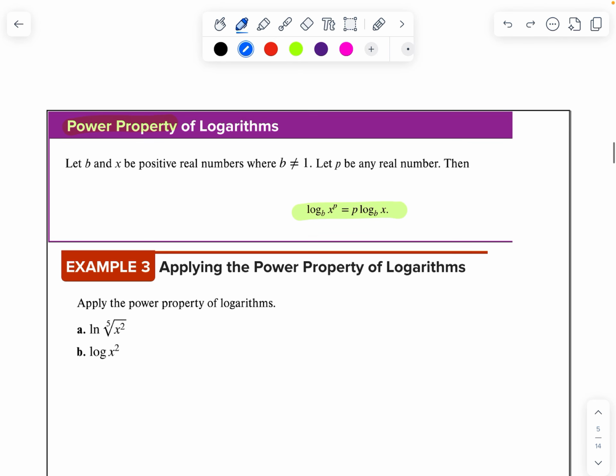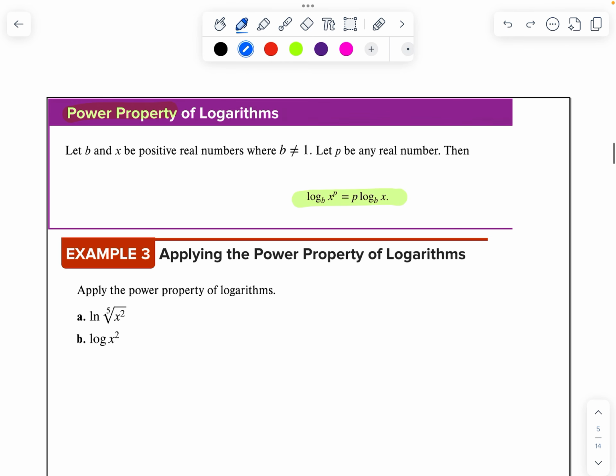Another big property is the power property. If I have log of x to a power, what I can do is bring that power out to the front. So in this one, notice p becomes the coefficient here. The power comes out front. So in this example, if you have a root, here's a trick. Actually, let's look at the second one first. I think this is easier. This is the same as 2 log x. The power comes out front.